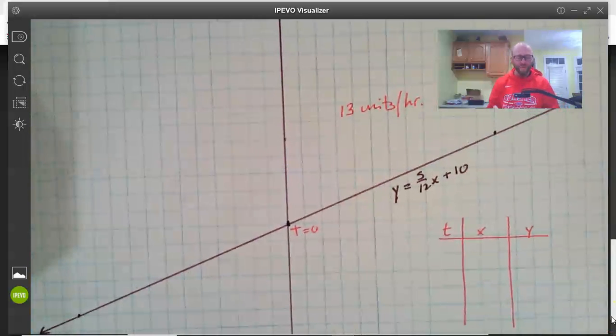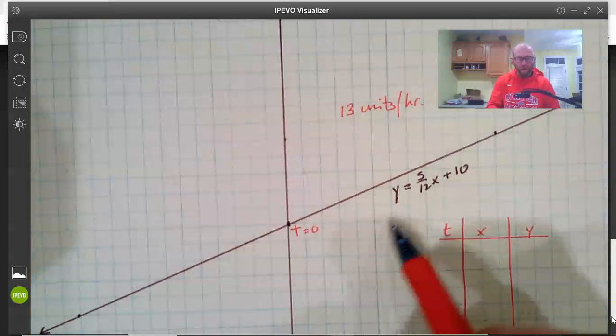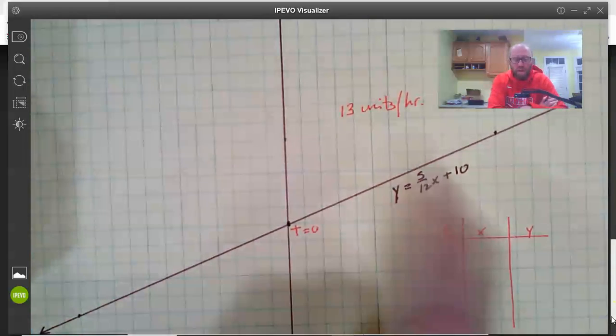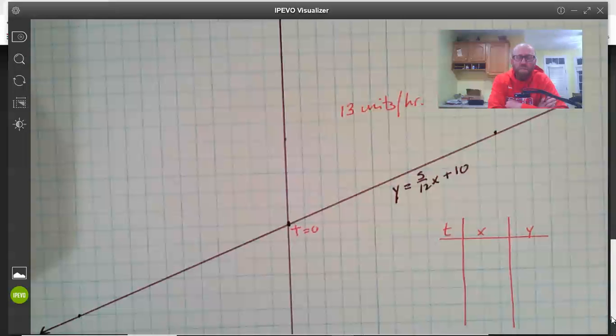Okie dokie. Kirby is traveling along this line, y equals 5/12 x plus 10, at a rate of 13 units per hour. We're asked a bunch of questions about Kirby's position at different times, which essentially boils down to we've got to figure out what his equation is for his x and y positions.